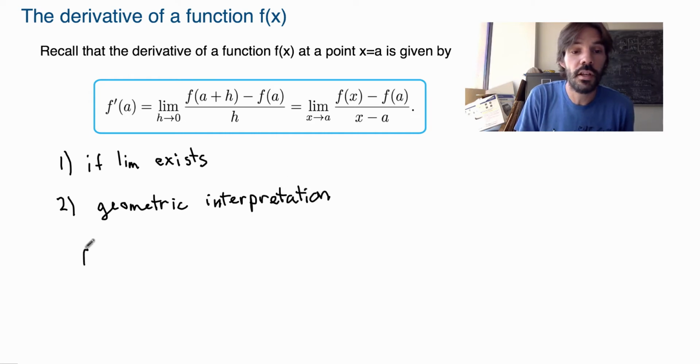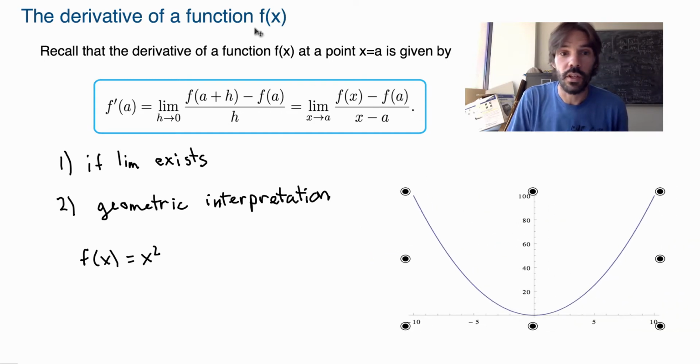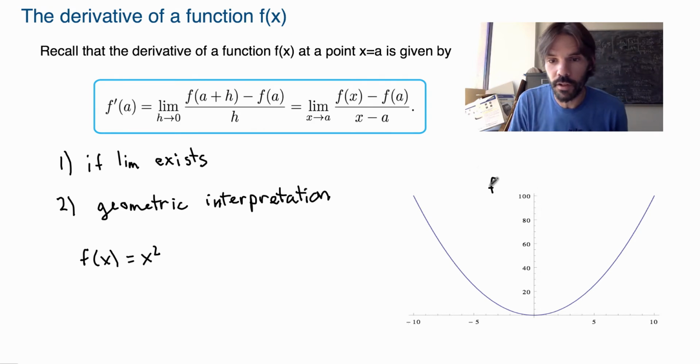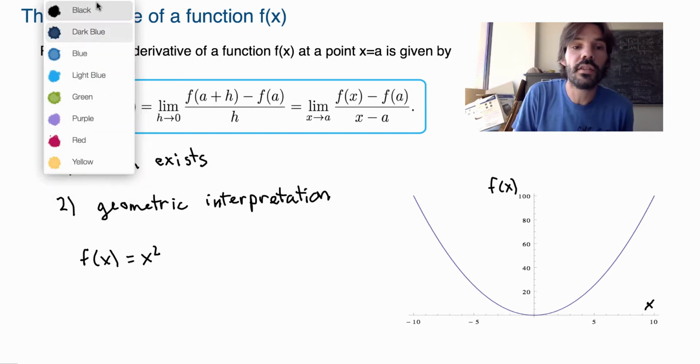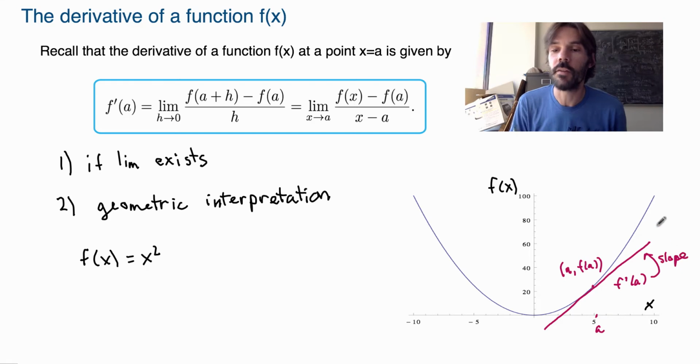So let's choose a function. Say I choose a function being equal to x squared. Now I can graph my function, so graph f of x as a function of x, and what I get is something like this. Okay, now what does the derivative mean in this setup? Well, let's choose a point x equals a. Then there's a corresponding point here, a, f of a. And what the derivative does is give me the slope of the tangent line at this point. So f prime of a gives me the slope of this tangent line here.